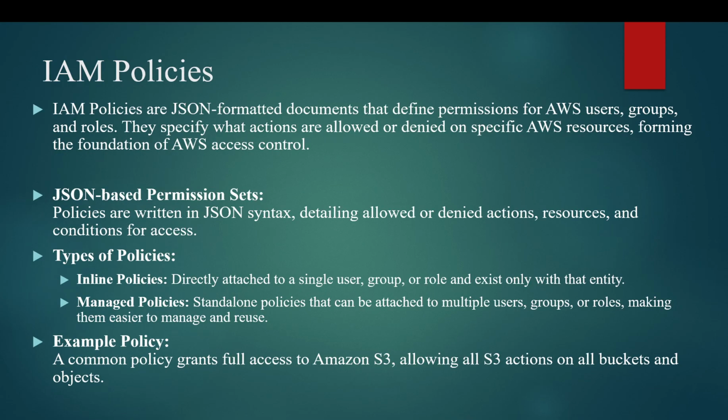IAM policies. IAM policies are JSON-formatted documents that define permissions for AWS users, groups, and roles. They specify what actions are allowed or denied on specific AWS resources, forming the foundation of AWS access control. JSON-based permission sets. Policies are written in JSON syntax, detailing allowed or denied actions, resources, and conditions for access.